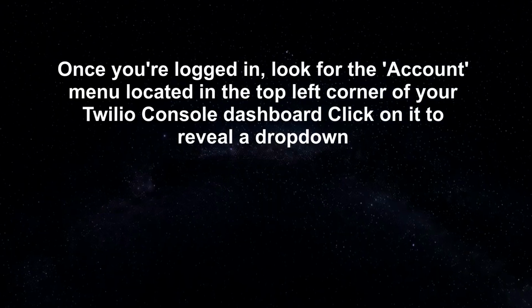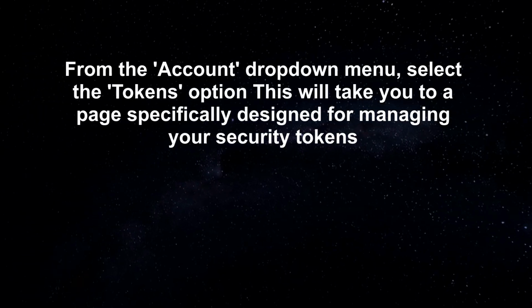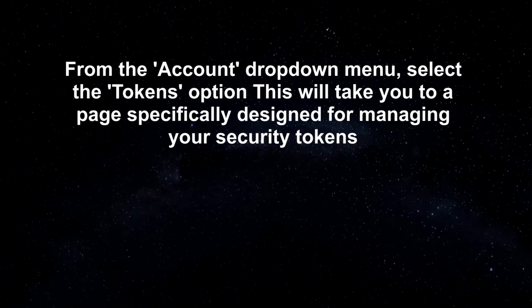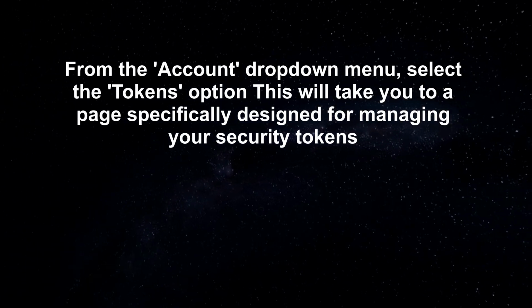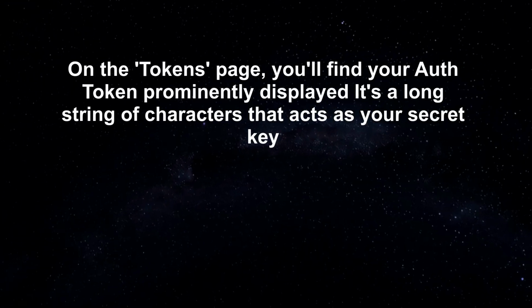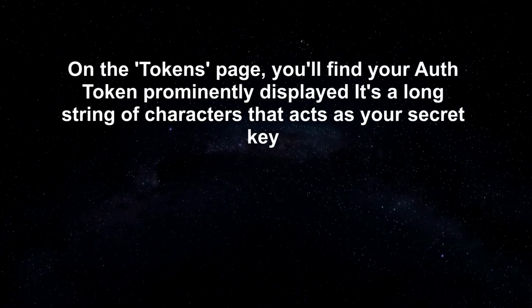Click on it to reveal a drop-down. From the Account drop-down menu, select the Tokens option. This will take you to a page specifically designed for managing your security tokens. On the Tokens page, you'll find your Auth token prominently displayed. It's a long string of characters that acts as your secret key.